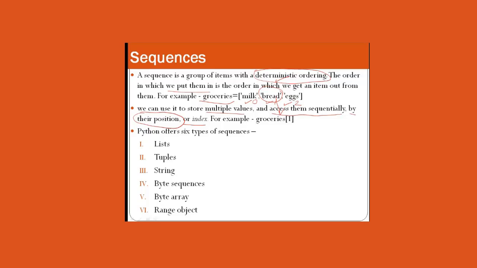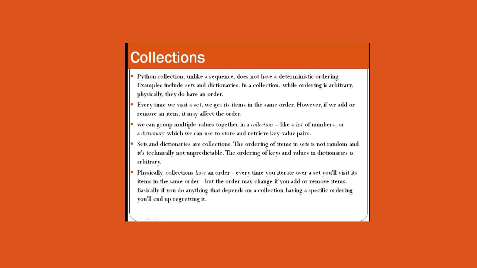Python offers 6 types of sequences. First we will be talking about list, then tuples, then string, byte sequence, byte array, and range object. So these are the 6 types of sequences it has.